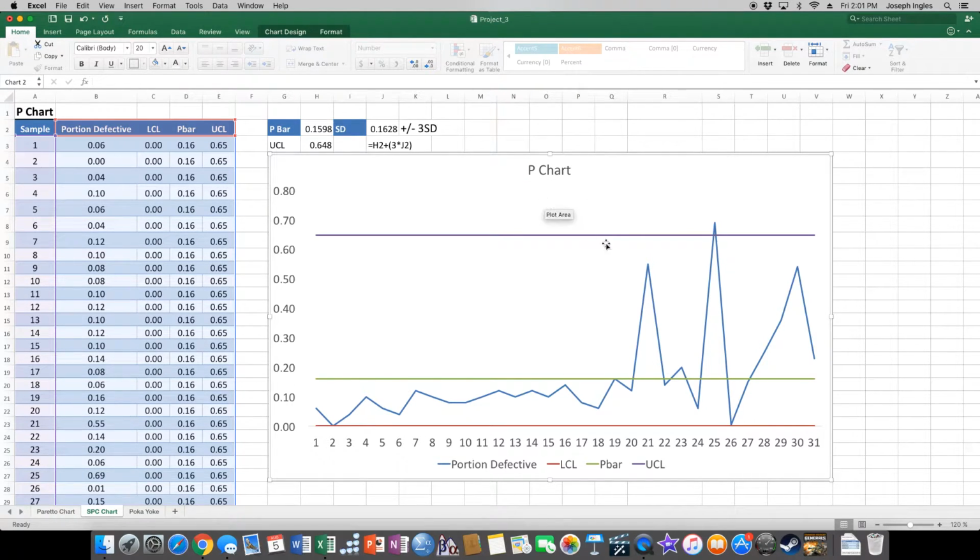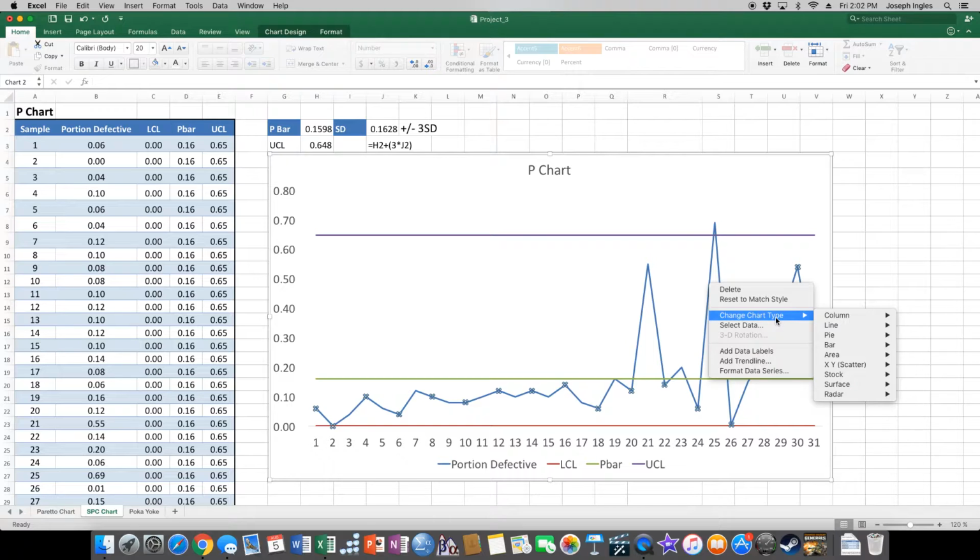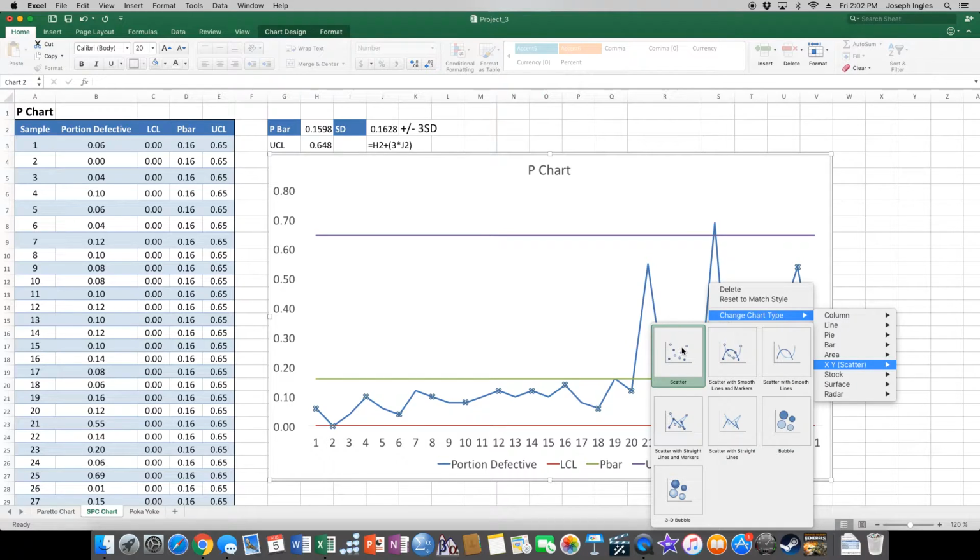The next thing I need to do is take this line, and I want to change those markers from lines to dots, because there is no sample between 1 and 2 or between 2 and 3. It's sample 1, sample 2, sample 3, and my chart needs to reflect that. So I'm going to right click the blue line. I'm going to format the data series. Actually, I'm going to go to change chart type. And where it says XY scatter, I want to make that a scatter plot.